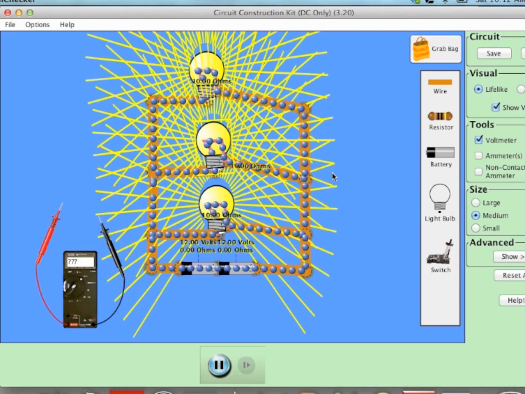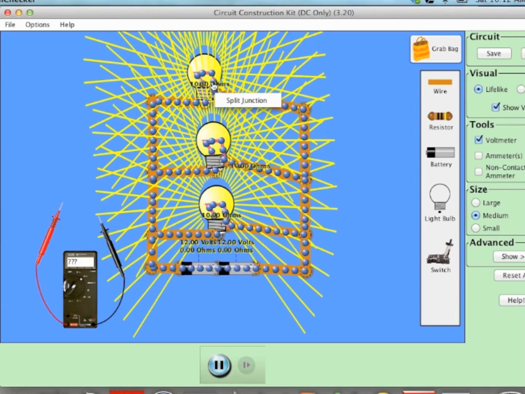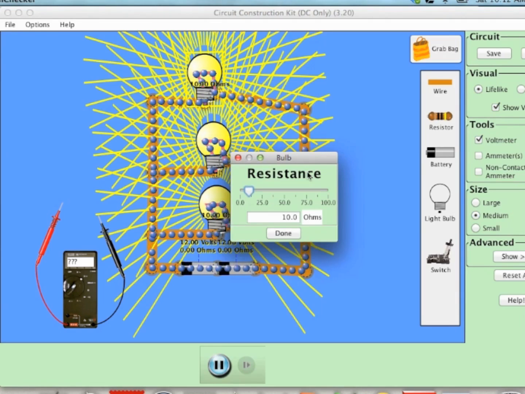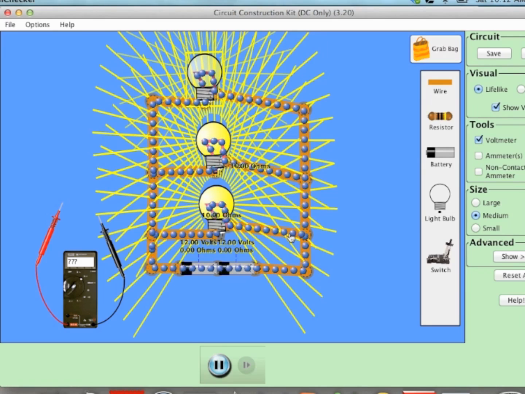Okay, so what we're going to do here is change the resistance of one of the bulbs. And if we change the resistance of one of the bulbs, you're going to see a difference in the brightness. Okay, so let's do the top bulb here. We're going to change it to 30, just as we did in the last example. So I changed the resistance to 30, and I got 30 ohms there. All right, now look at what happened.